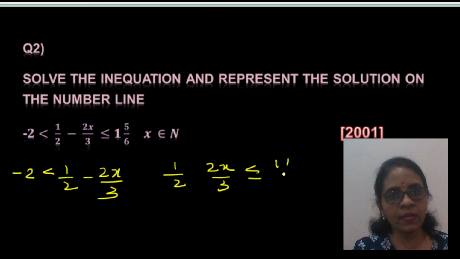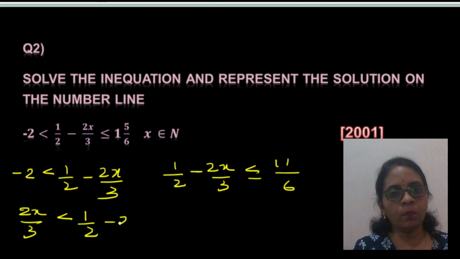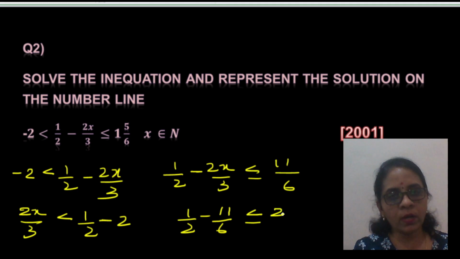6 ones are 6, 6 plus 5 is 11, 11 by 6. I have directly written 1 by 2 minus. Now transpose this 2x by 3 to the other side. So 2x by 3 is less than 1 by 2 minus 2, and here transpose the 2x by 3 to the other side. So 1 by 2 minus 11 by 6 is less than or equal to 2x by 3.